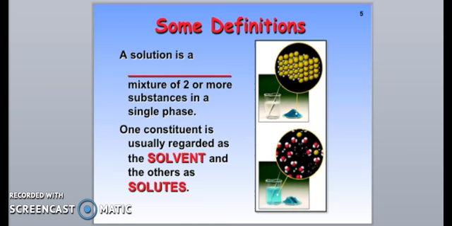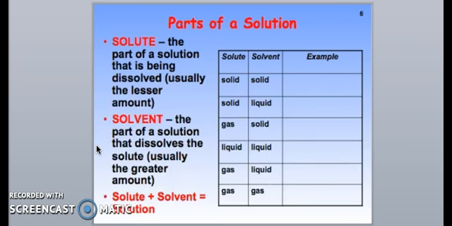Another example would be a salad dressing, which is a solution because the resultant phase is a liquid. But a salad is not a solution, it is a heterogeneous mixture. A solution has both a solvent and a solute. And how do we define the solvent and the solute? A solute is the part of the solution that actually dissolves. The solvent is what dissolves it, and it is usually the one in greater amount. And finally, the solution is defined as a solute plus a solvent.